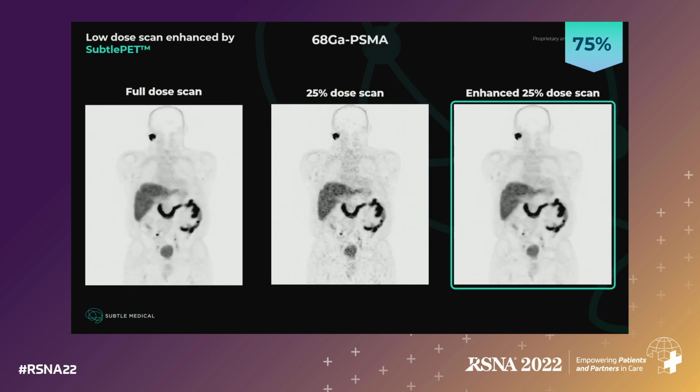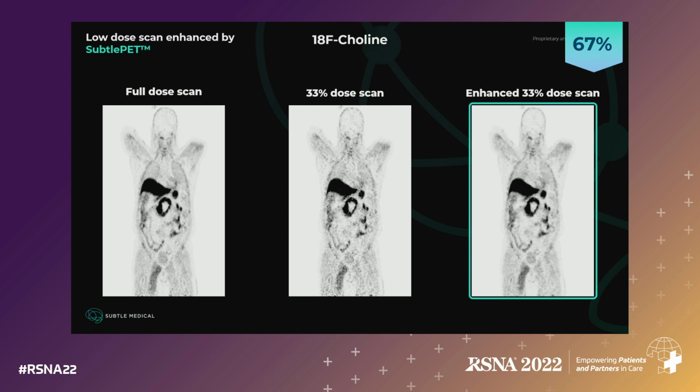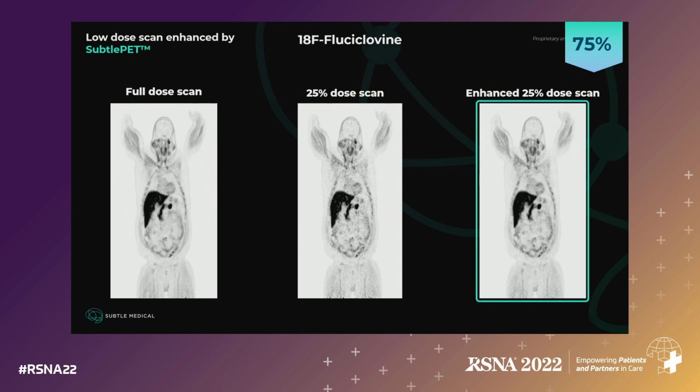Here's another gallium acquisition for PSMA, this time with a 75% reduction in dose. And then here's a fluorine acquisition with 67% reduction in dose. And fluorine again going up to 75% reduction in dose. Again, you can see the small structures are preserved, not being blurred out when we do the denoising.